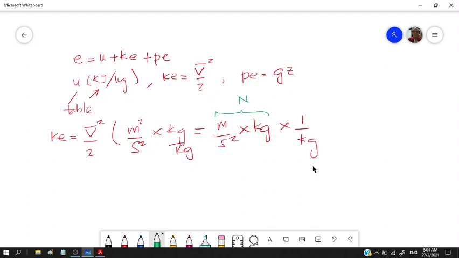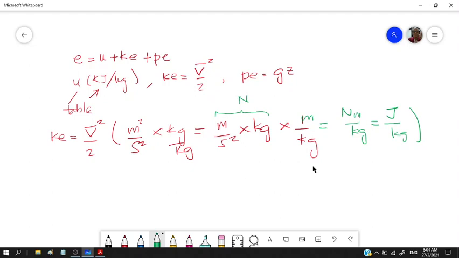Okay, and we have one more meter right here. So what we have right here is Newton meter over kilogram, and this is equivalent to joule over kilogram. So when we analyze the KE it will give us joule over kilogram, whereas from the table we are getting kilojoule per kilogram. So we cannot sum up this formula as the raw numbers that we have.